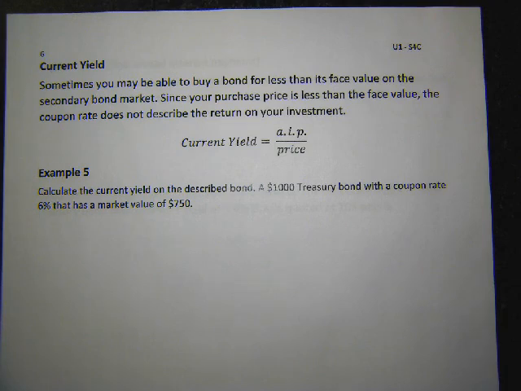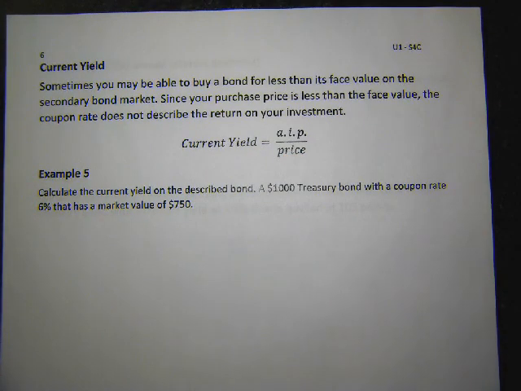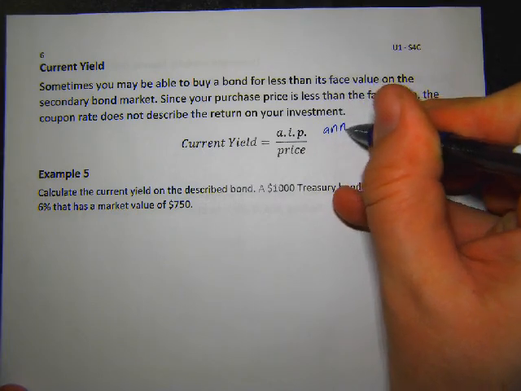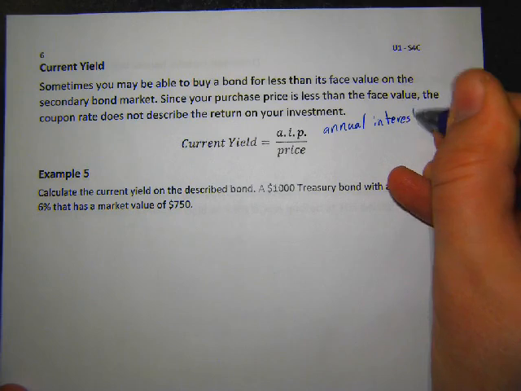If you did end up paying extra for a bond, if you paid more than the original price, your current yield would be low because you paid too much for the bond, so now your interest payments wouldn't be as good. So the formula for current yield is AIP, which is just a fancy way of saying annual interest payment. So how much does it pay in interest per year?